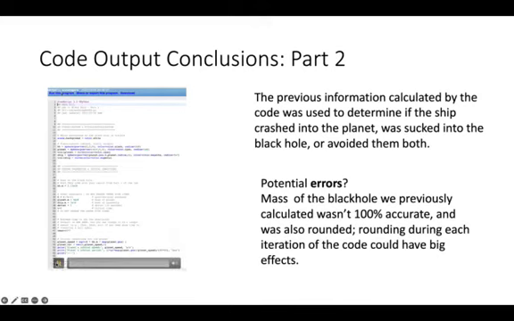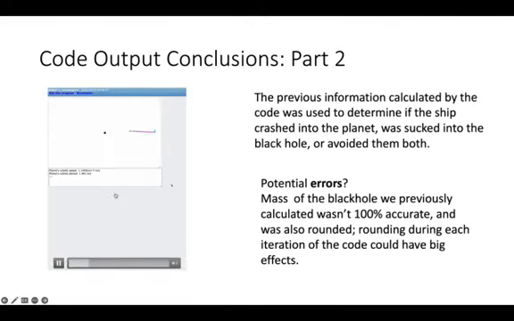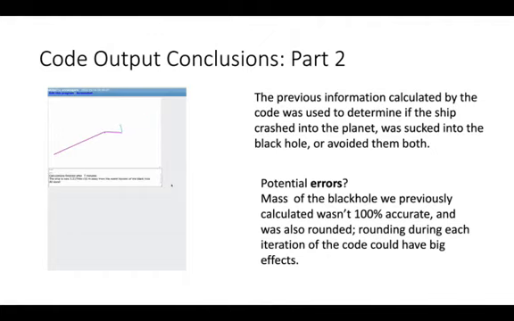Here are the outputs of this code. The previous information calculated by the code was used to determine if the ship crashed into the planet, was sucked into the black hole, or avoided them both, and in this case, they avoided them both. Potential errors. The mass of the black hole we previously calculated was not 100% accurate, and it was also rounded. Rounding during each iteration of the code could have big effects.